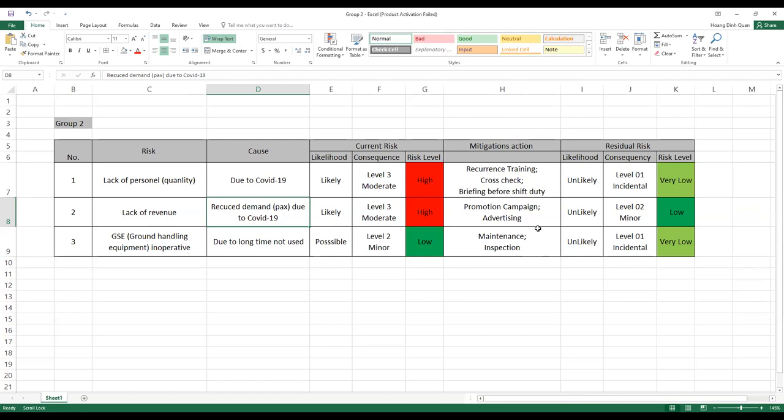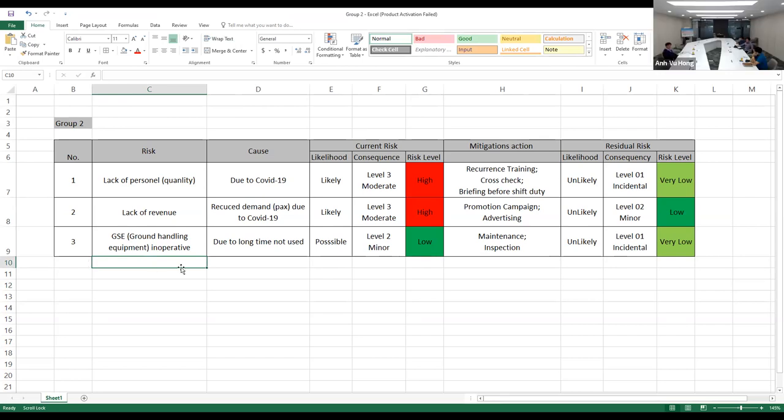Risk three is ground handling equipment. After a long time of not being used, when we return to normal operation, some ground handling equipment have problems. The risk is low, and the mitigation action is maintenance, overhaul, or inspection of this equipment before we bring it into operation. With two control actions, the residual risk decreases to very low. That is the case group two discussed. Okay, thank you very much.